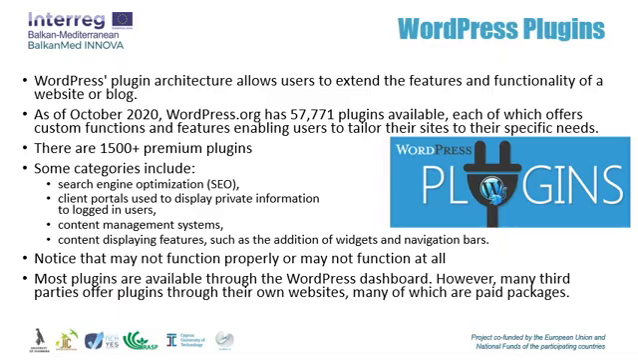Not all available plugins are always abreast with the upgrades, and as a result they may not function properly or may not function at all. Most plugins are available through WordPress themselves, either via downloading them and installing the files manually via FTP or through the WordPress dashboard. However, many third parties offer plugins through their own websites, many of which are paid packages. Web developers who wish to develop plugins need to learn the WordPress hook system, which consists of over 300 hooks divided into two categories: action hooks and filter hooks.